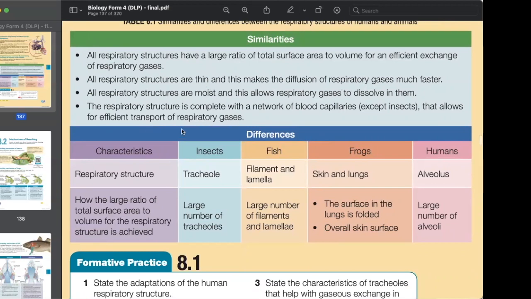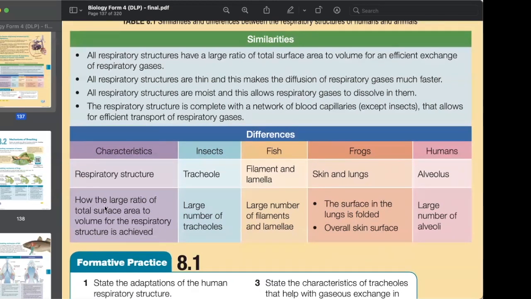Okay, so ni perbezaan dia. Yang pertama sekali in term of respiratory structure. So insect ni, okay, the gases exchange will occur in tracheole. Ingat lagi tak tracheole? Kalau tak ingat boleh rewind video cikgu. Kalau fish kat mana? Filament and lamella. Kalau frog, skin and lung. Tapi kalau human dekat alveolus.